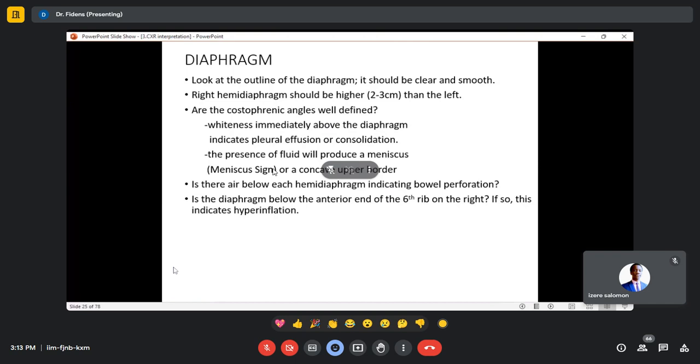Yes, lecturer. No, I know. Oh, you know? Tell me what is a meniscus sign? Meniscus sign is when there is pleural effusion in the costophrenic angle and it is not flat. Instead, it's concave on the top of the pleural effusion. This is a sign of pleural effusion, by the way. Yes.